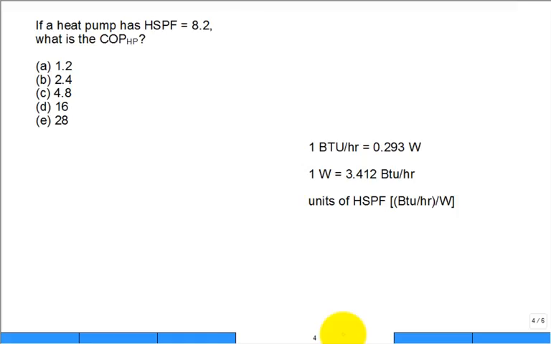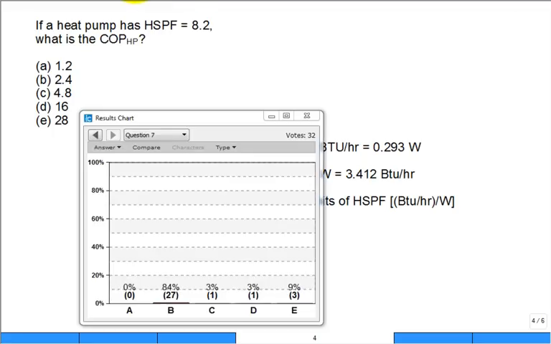All right. If a heat pump has 8.2 HSPF, what is its equivalent COP? And we'll go ahead and start. How much time do you think you need? 1 minute? 1 minute. I think time is out, is it not? Should we just take a look at the results?